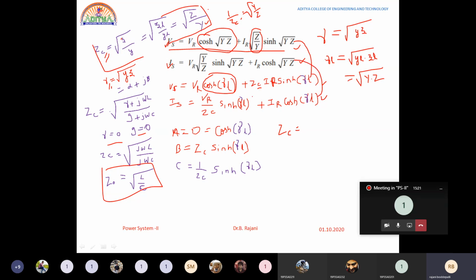In some of the textbooks it may be represented like this. See, from this equation, how can I get the ABCD parameters? A is equal to D is equal to cosh gamma L, and B is equal to Zc into sinh gamma L, and C is equal to 1 by Zc into sinh gamma L. We can write the ABCD parameters from the equations like this, and the equations from the ABCD parameters like this.